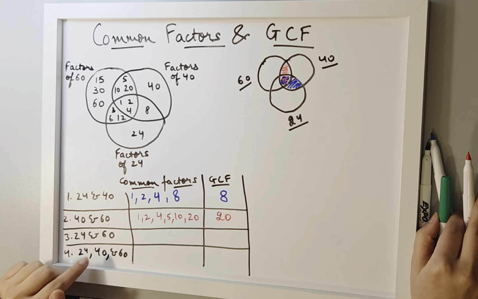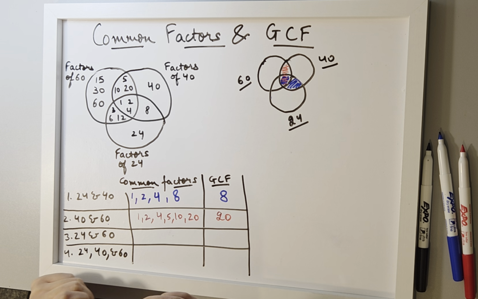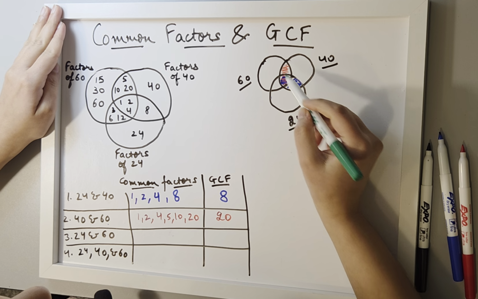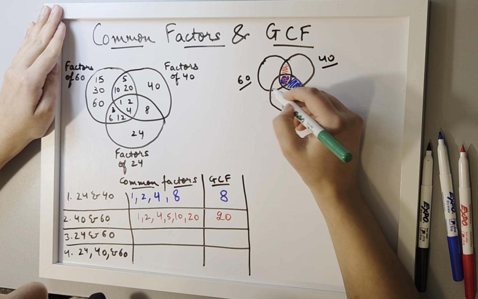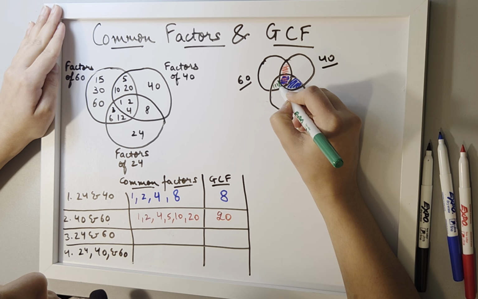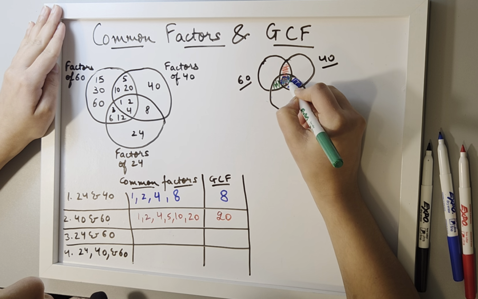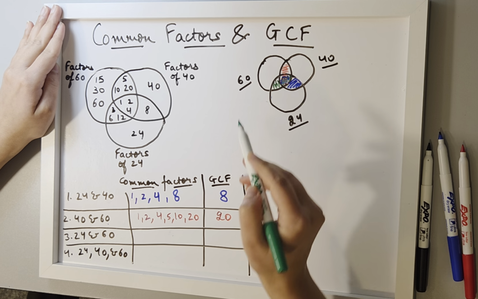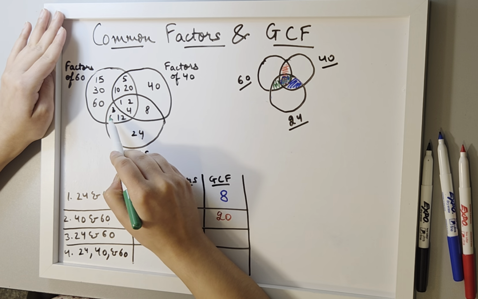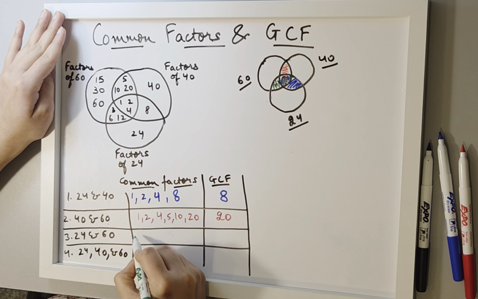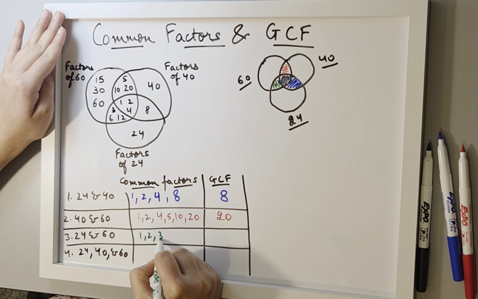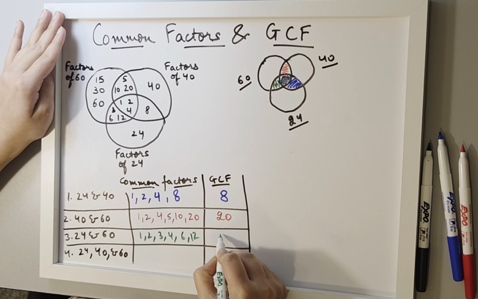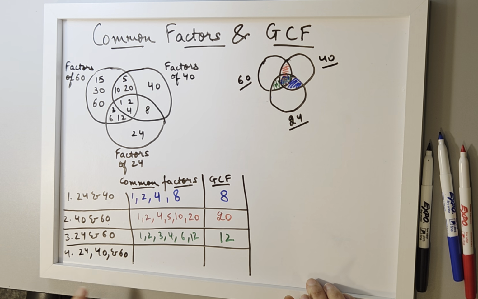Okay. Now the next is the common factors for 24 and 60. So 24 and 60. Which are the common areas? It will be this. Again, the one common to all the three is coming, and this area. So these two basically. Okay, so what are the factors in this? 1, 2, 3, 4, 6 and 12. And the greatest one is 12.